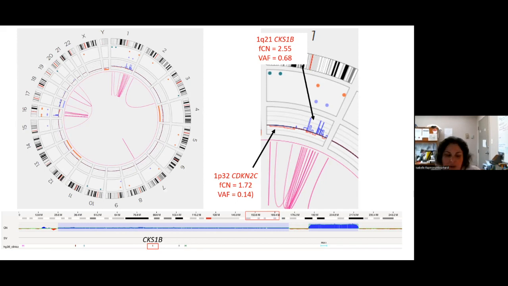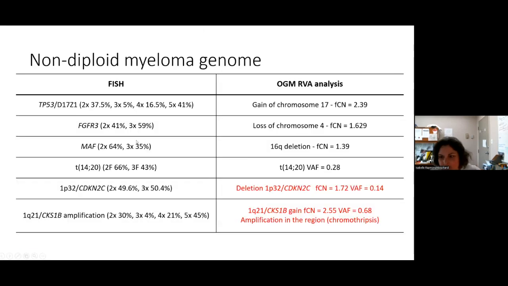The interesting thing, however, with this case is when we compare FISH and OGM data, we don't really see the same thing. Okay, so when you look on the left side here, you have the FISH analysis. You can see there are lots of different copies of these genes that we're picking up with FISH probes. So we've got 2, 3, 4, 5 copies of TP53. We've got 2 to 3 copies of FGFR3 and so on.